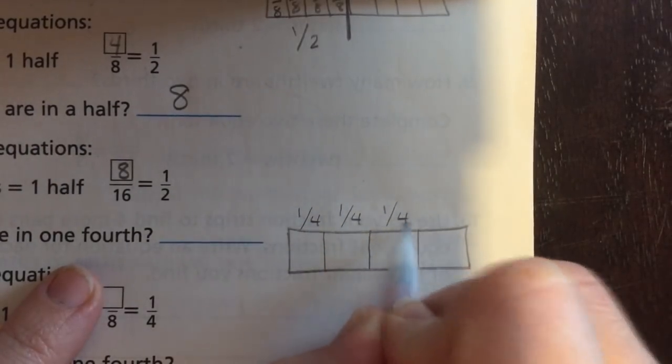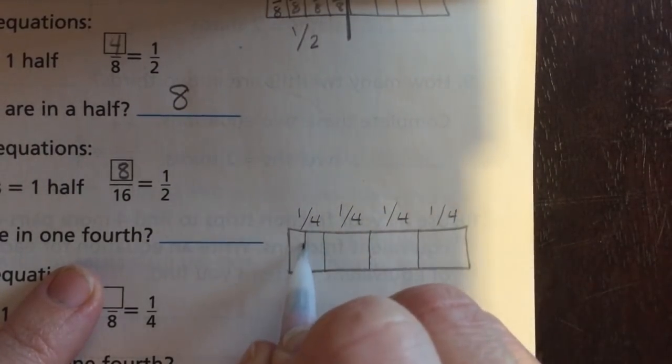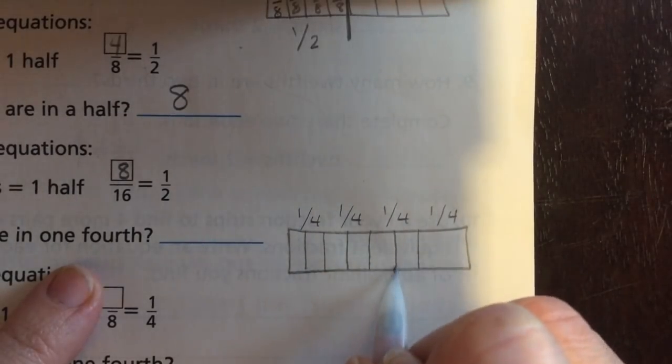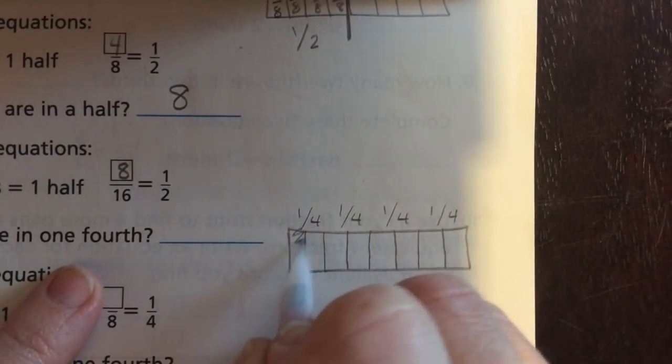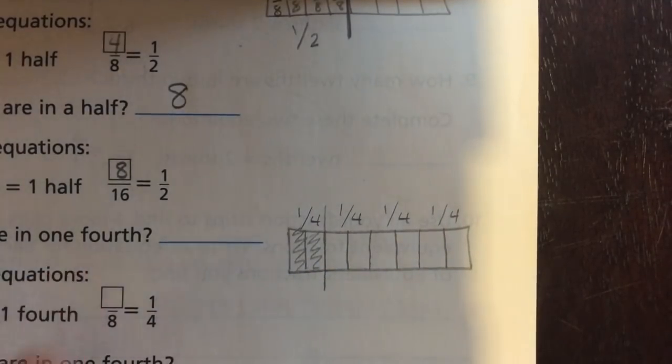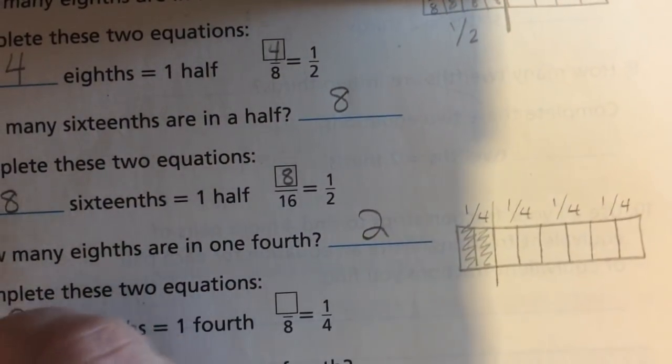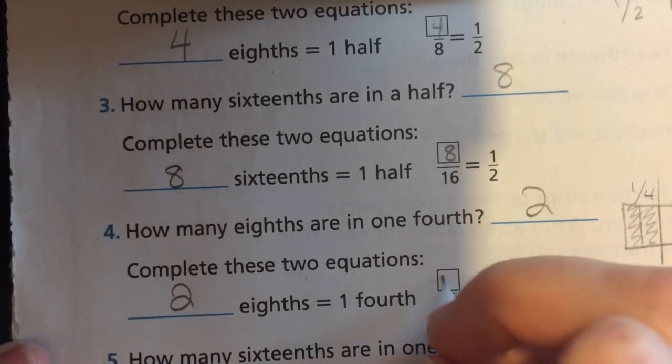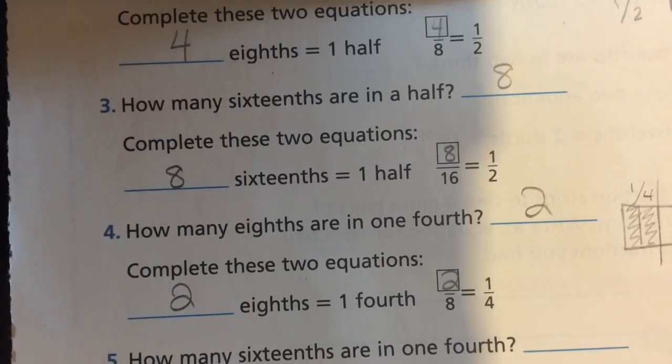And if I break it up into eighths, you'll notice that I just halved each one of those. So how many eighths do you see in 1/4? 2. So I have 2 eighths in 1/4, 2 eighths in 1/4, 2 eighths in 1/4. How many sixteenths in a fourth?